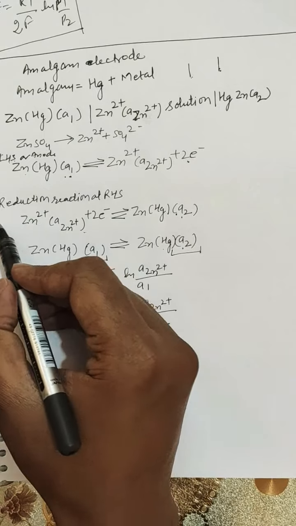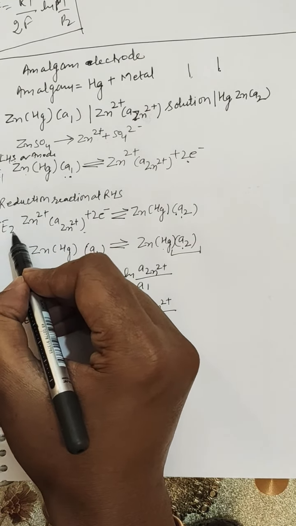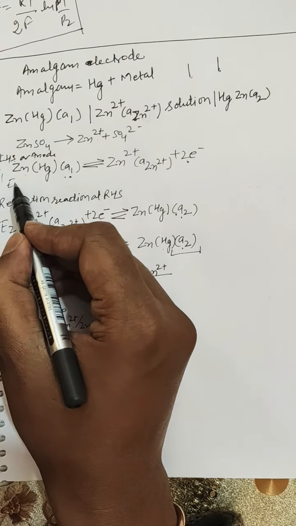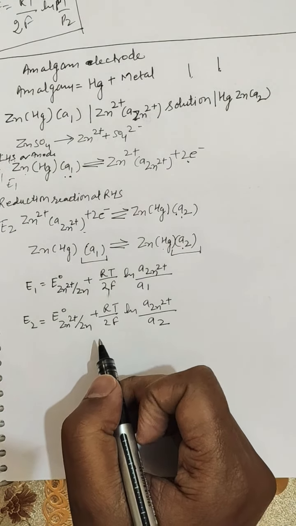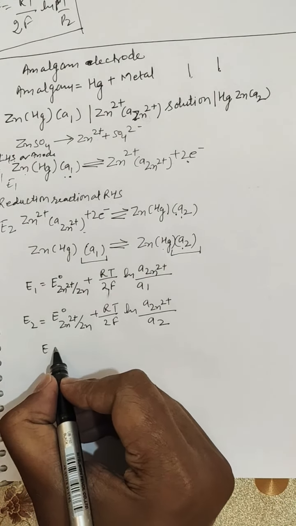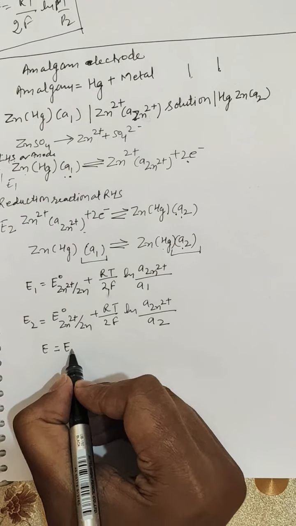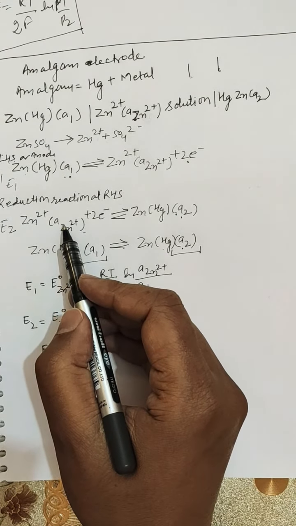This is E1 and this is E2. So this was E1 and this is E2. So I had written both the reactions here. Now for the overall reaction we will calculate the EMF of the cell. So EMF is equal to, we may write, E2 minus E1 or E cathode minus E anode.